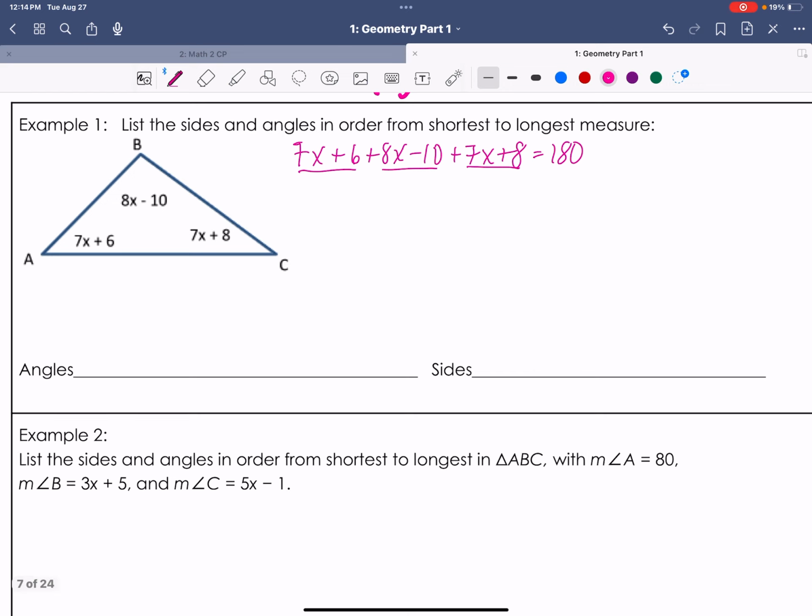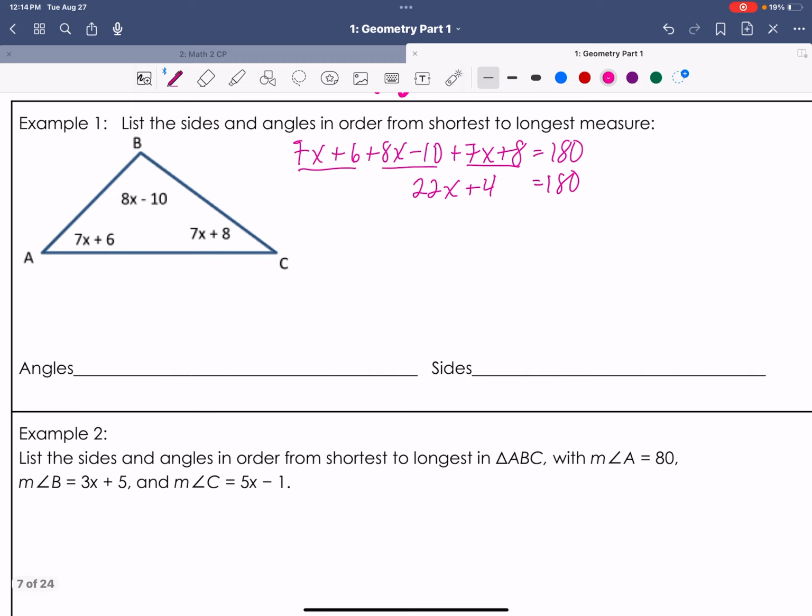So now combine like terms. And then subtract 4 from both sides. Divide by 2. And so x is 8. Now that we know x is 8, wherever you see x, you're going to substitute in 8 instead.